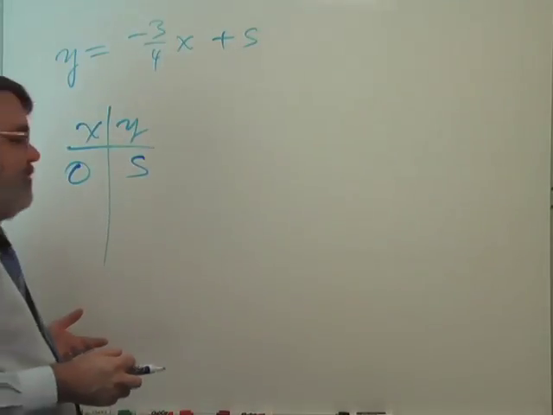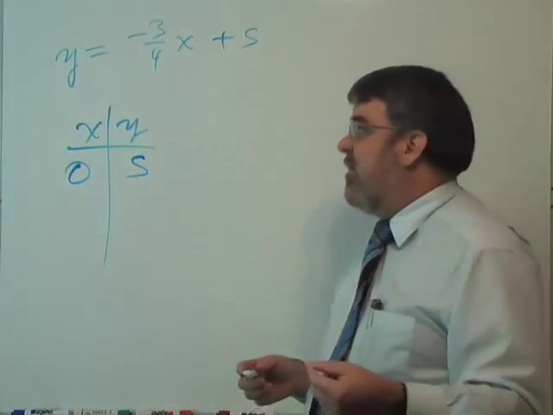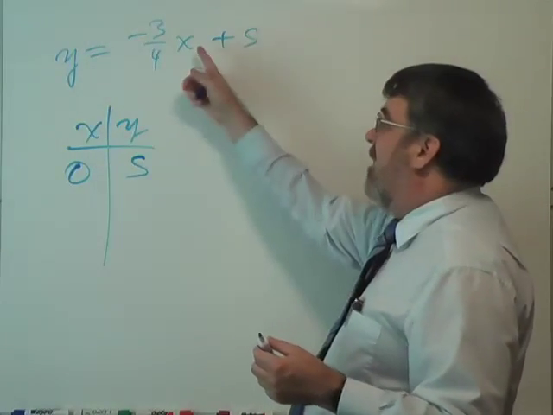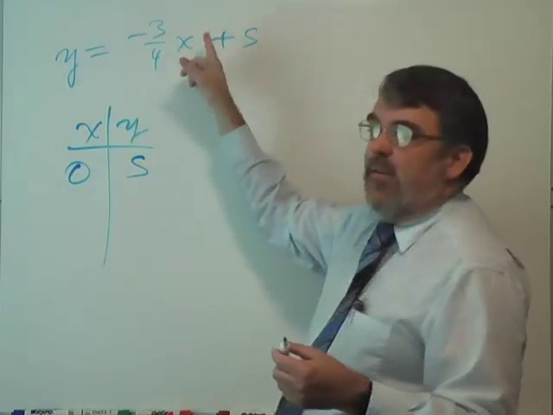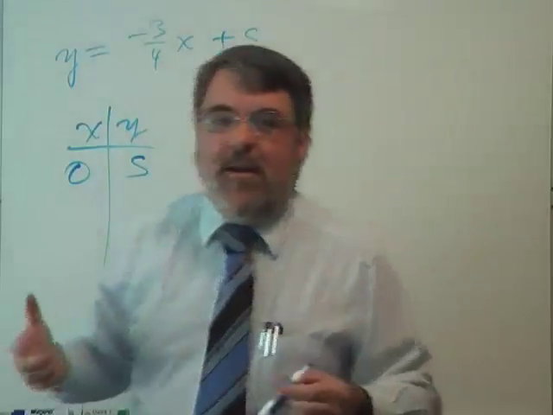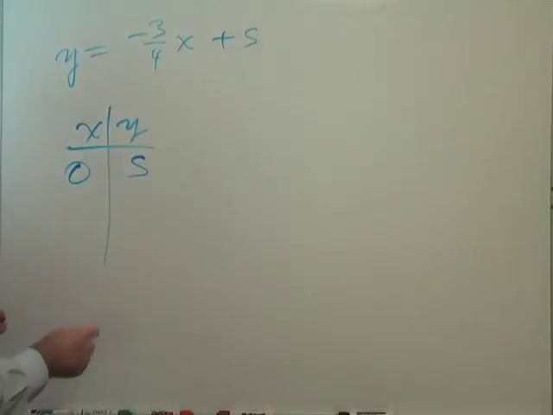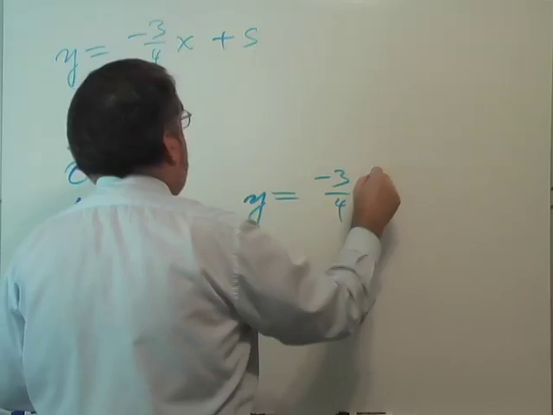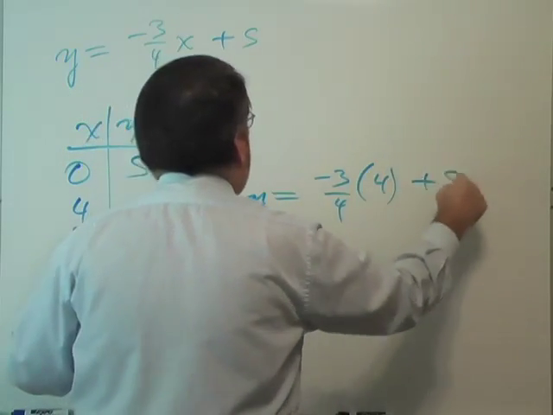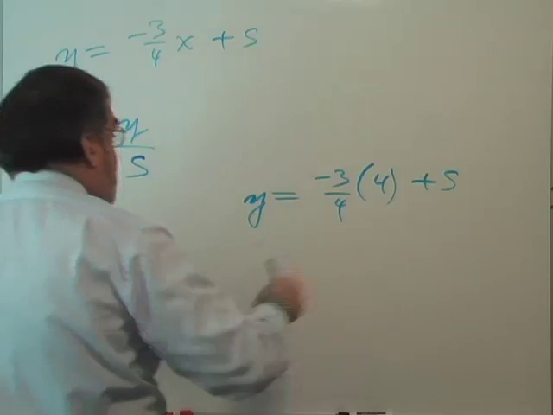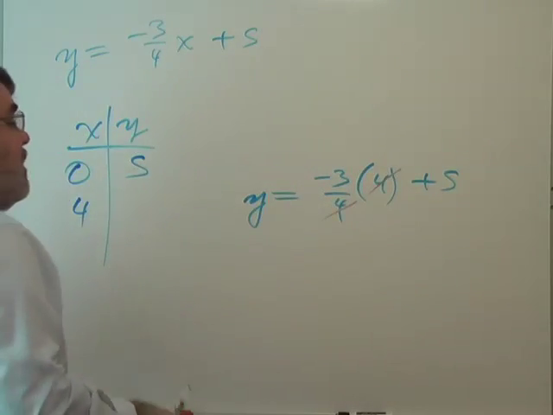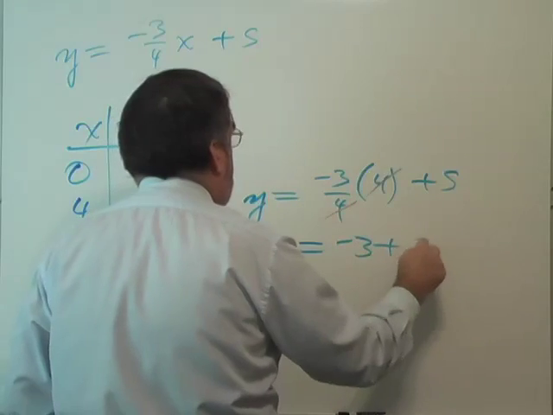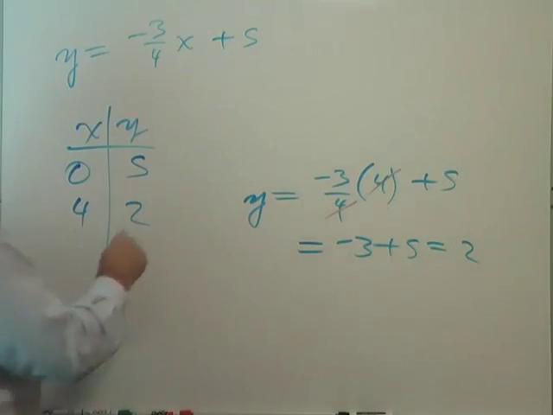Our next choice, let's pick 4 for x. Because if I pick something that's not a multiple of 4, the 4 won't cancel and I'll end up with a fraction, which is okay, but if we want to avoid fractions, then you want to plug in a number that's going to cancel your denominator. And 4 is, to me, an easy choice. So that means y equals negative 3/4 times 4 plus 5, and the 4's cancel. So we have negative 3 plus 5, which is positive 2.